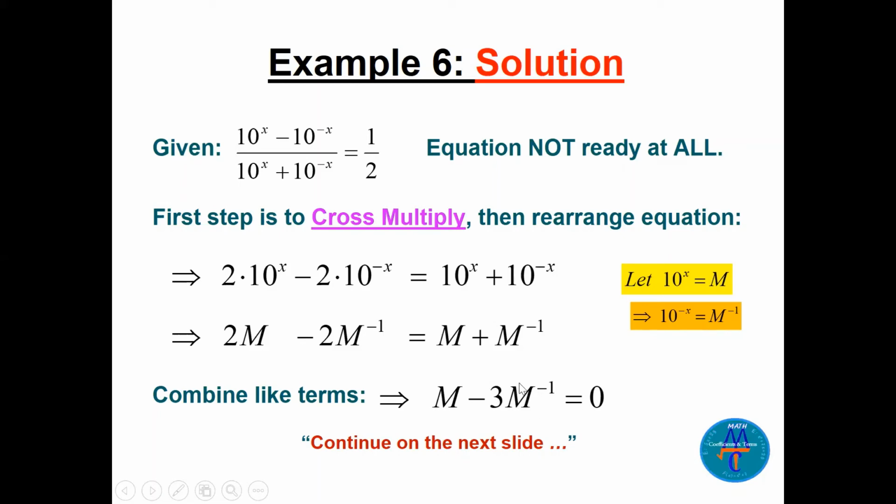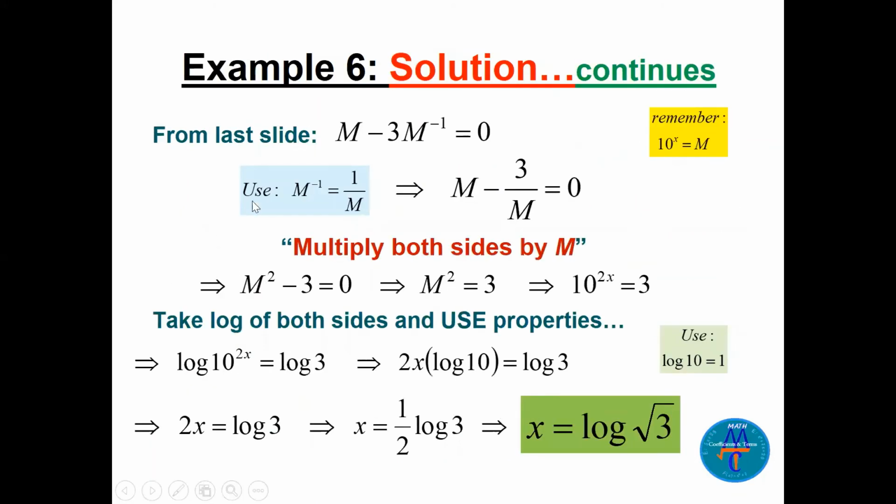This will be 1 over m. Remember the negative exponent. So I can use this one, m to the power minus 1, 1 over m. So the equation becomes m minus 3 over m. See, that's a fraction. So I can multiply both sides by capital M. So it becomes M squared minus 3 is equal to 0.